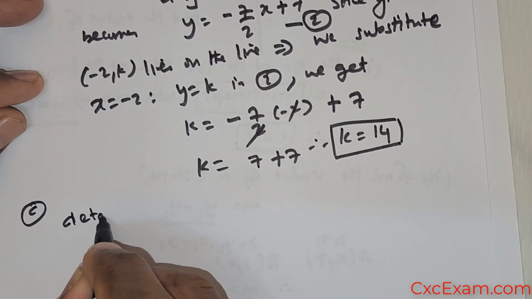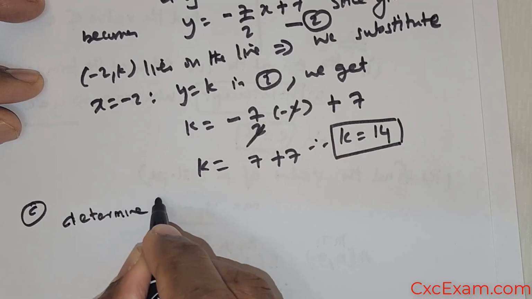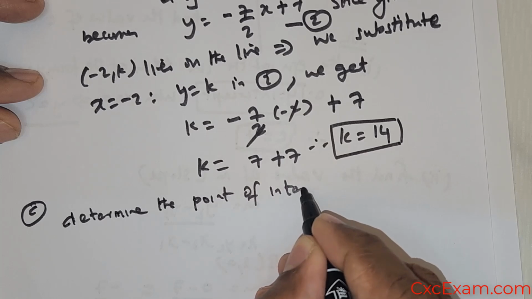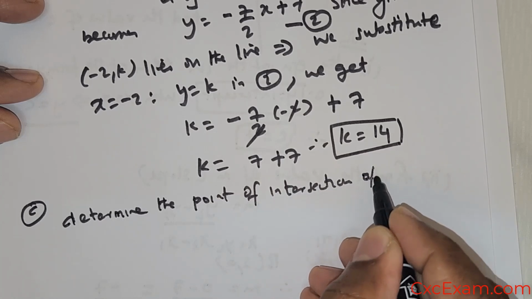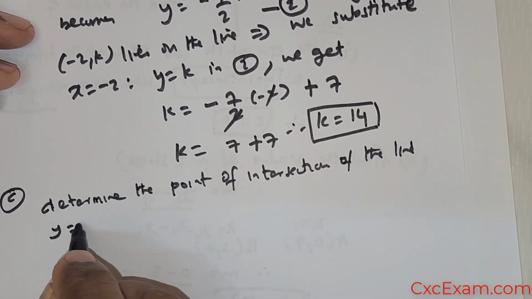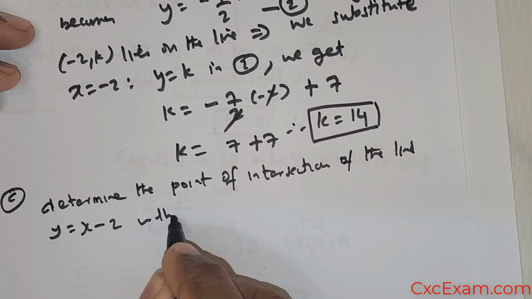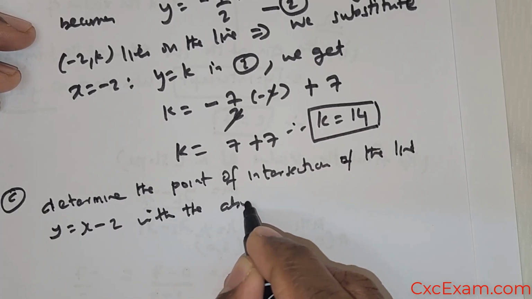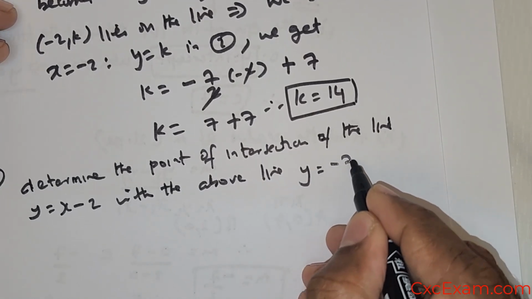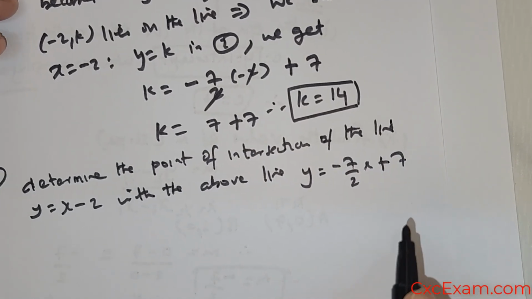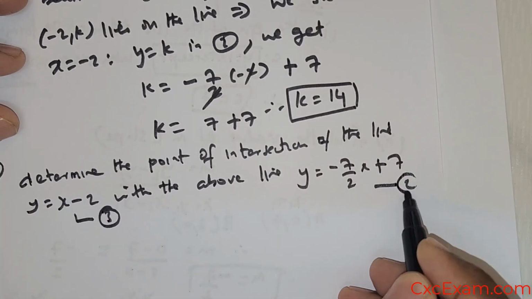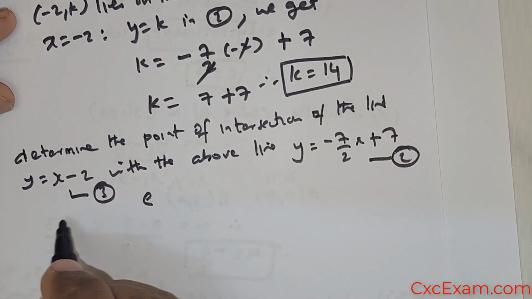Determine the point of intersection of the line y is equal to x minus 2 with the above line. With the above line, what is the line? The line is y is equal to negative 7 over 2 times x plus 7. Okay, so I take this as 3, I take this as 2. So this is the solution.